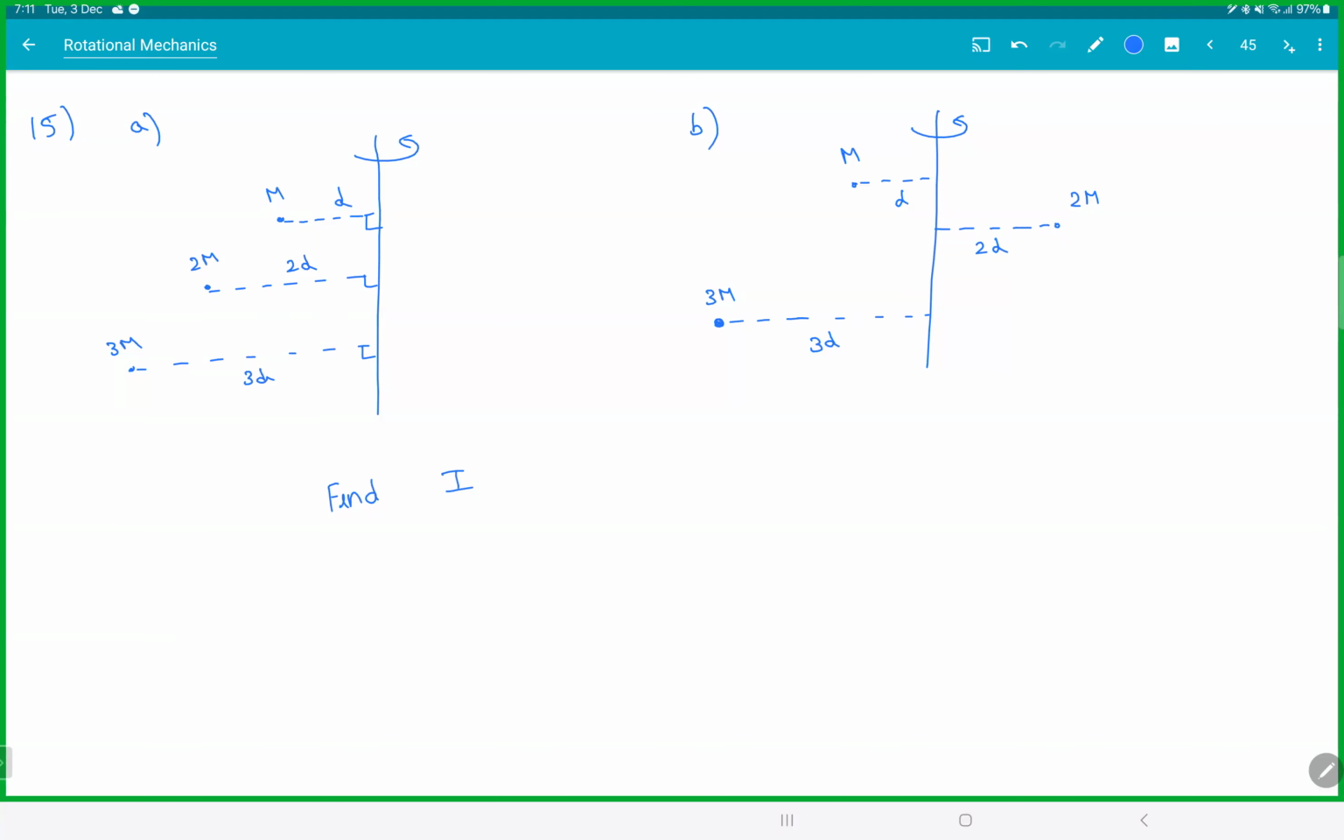This is a straightforward question. So I is equal to m into d squared, plus 2m into 2d whole squared, plus 3m into 3d whole squared. So this would be 36 m d squared for both of them.